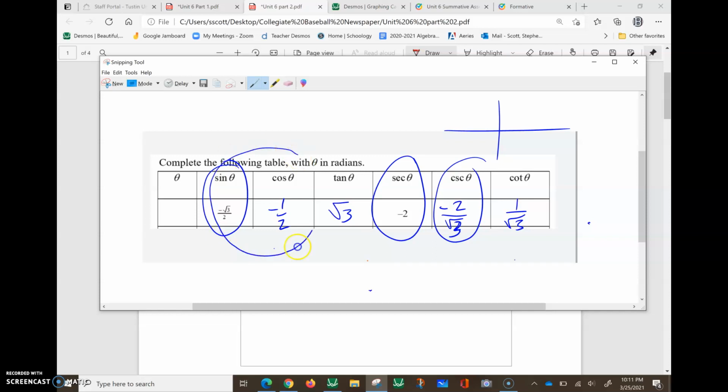Now, what's really important is taking a look at sine and cosine, because this is going to tell me where on the unit circle we are. In fact, we're going to be in quadrant 3 because the cosine, which is the x value, is negative, and the y value, which is sine, is also negative. So we're somewhere down here, but the question is where.